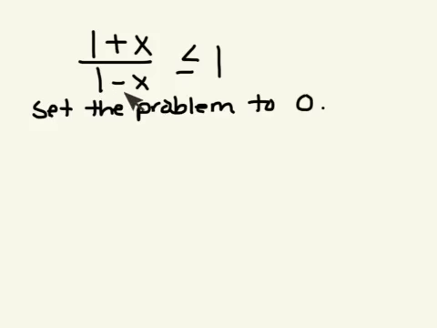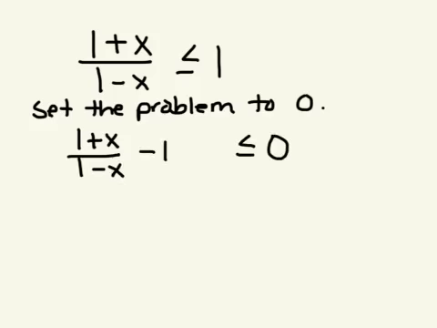And your issue is if you try to multiply both sides of this inequality by 1 minus x, you have to take into account the two cases of what if this denominator is positive or what if this denominator is negative. So in order to avoid having to deal with that situation, you just set your problem to 0. So when we do that, we have (1 plus x) divided by (1 minus x), minus 1, is less than or equal to 0.